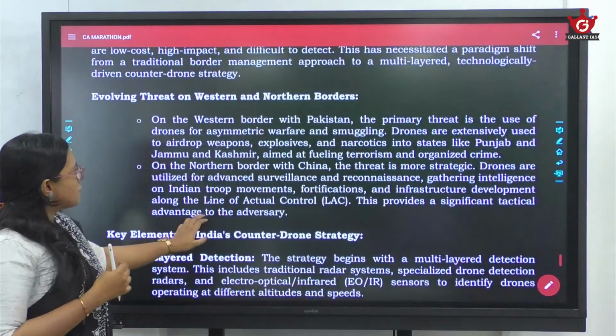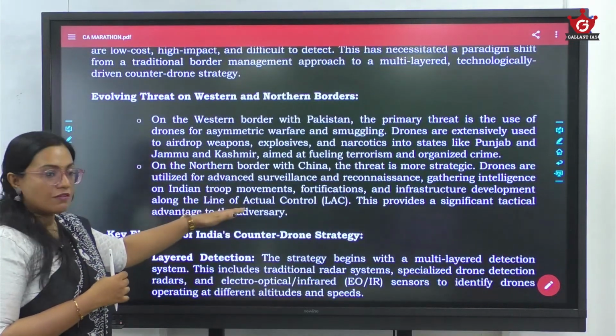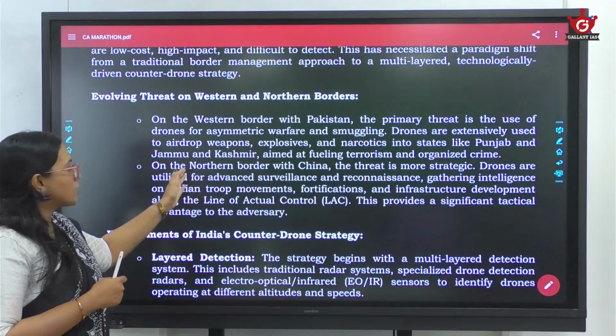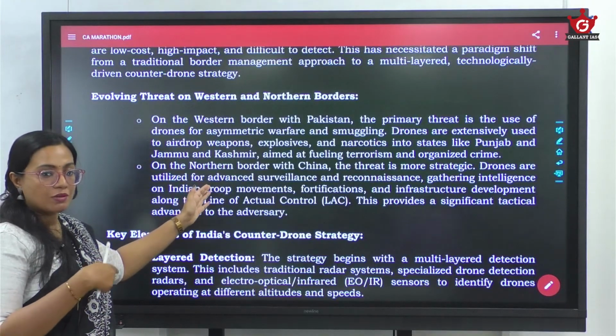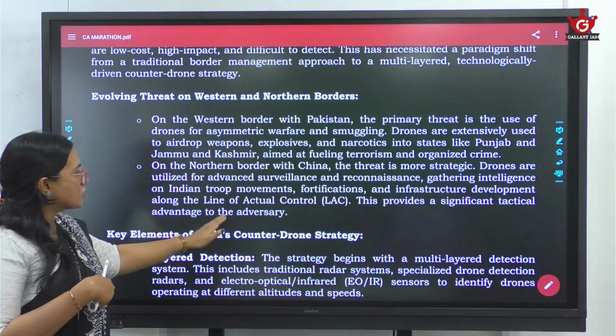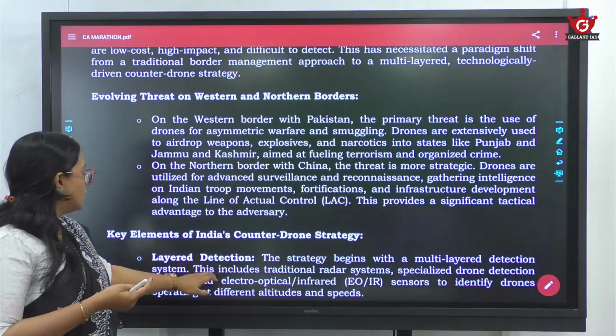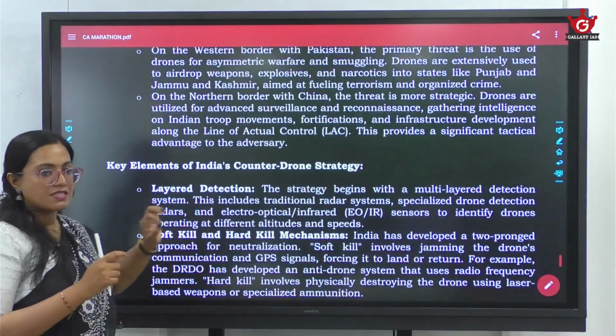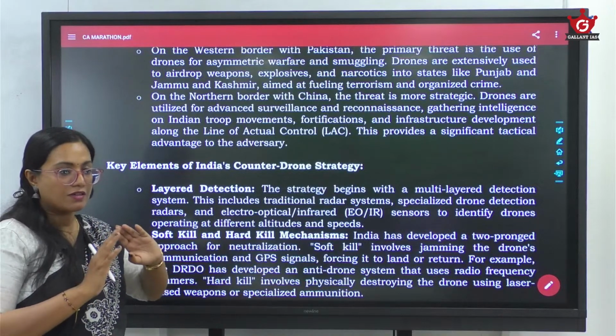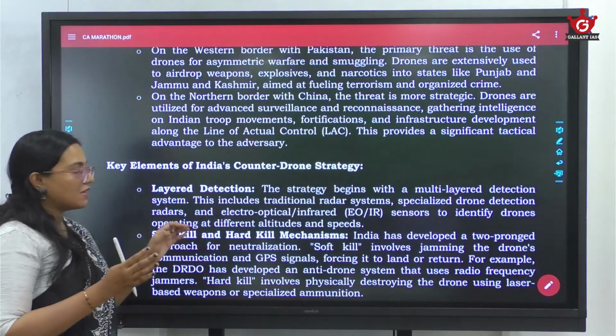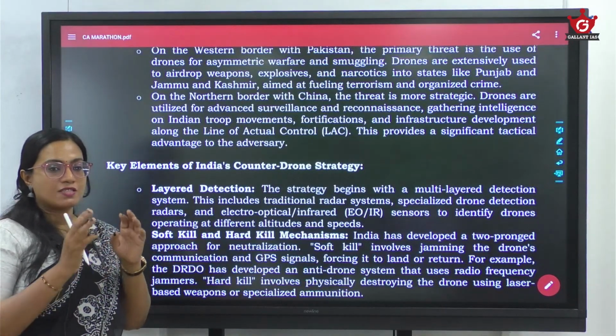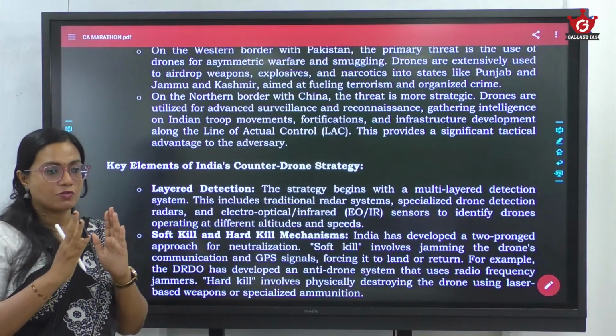Now, how is it affecting the western border? With the western border, you have Pakistan. So you can mention Operation Sindhu, you can mention the Pahalgam attack and all. The northern border is with China. Now, what are the key elements? So that is just one part of it. Another part is what are the key elements of India's counter-drone strategy? That is the major part of the question.